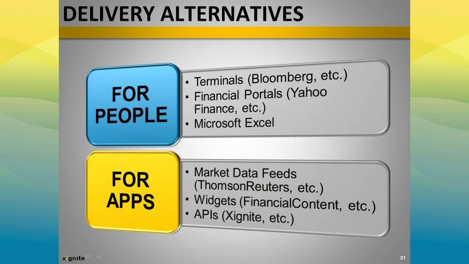Now, once you get over the fees, you have to worry about how you're going to get this data, right? There are multiple ways you can get data. For people, most data is delivered through terminals. If you get real-time data through terminals, portals, or Excel, you're going to have to pay the fees. And if you want to deliver data into apps, which is really the focus of this discussion, you can get market data feeds, like you could get from Thomson Reuters and other vendors. You could get widgets, or you can get APIs, which is what Xignite focuses on.